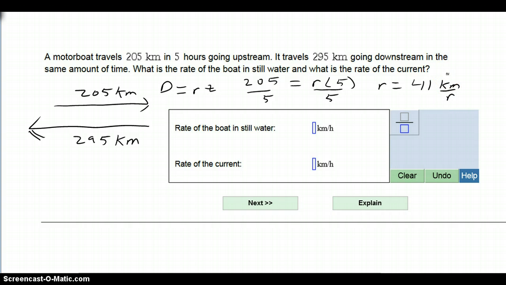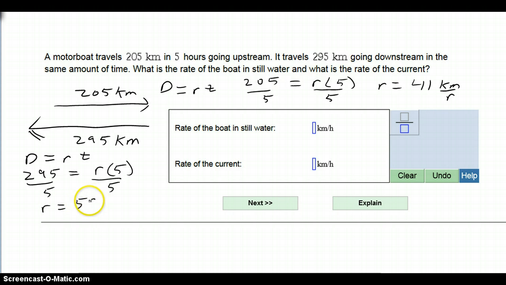So going downstream, it goes 295 in the same amount of time. What's the rate of the boat in still water, and what's the rate of the current? So let's do it the other way around. Distance equals rate times time. Again, 295 equals rate, and then the time again is 5 hours. And we'll solve this. Divide by 5. So rate equals 59. Okay? And that would be kilometers per hour.